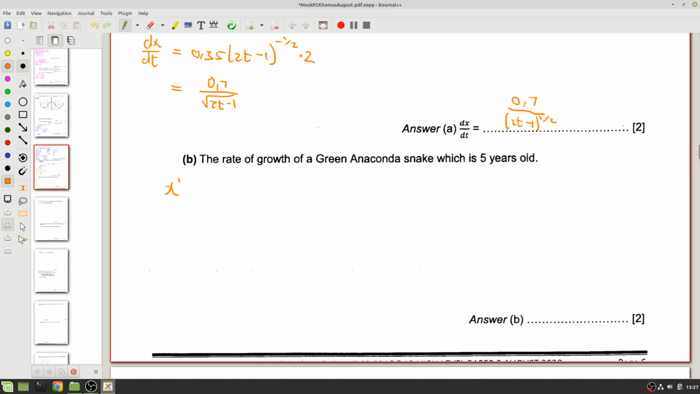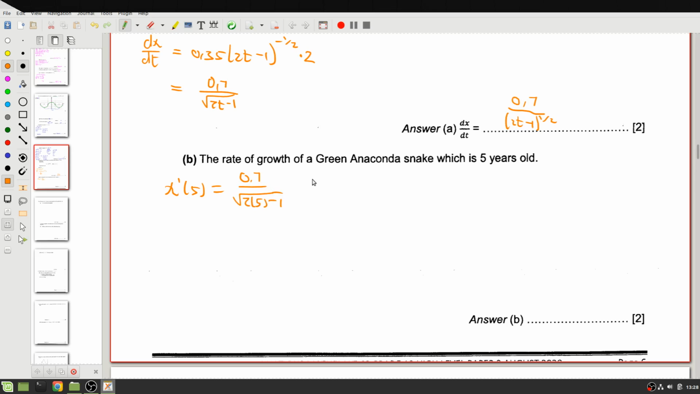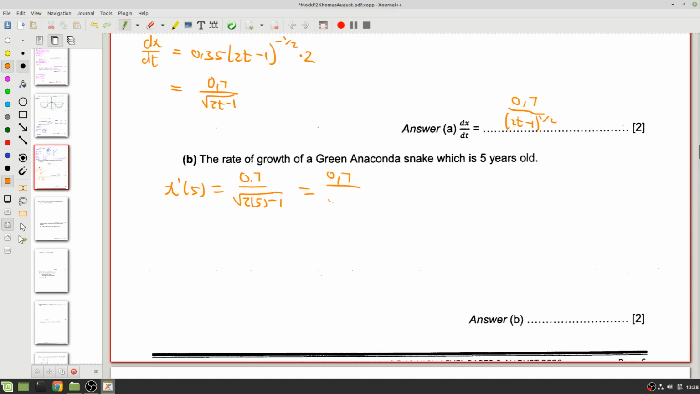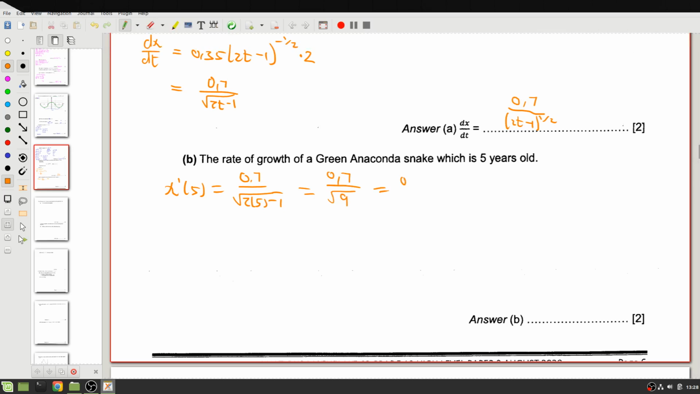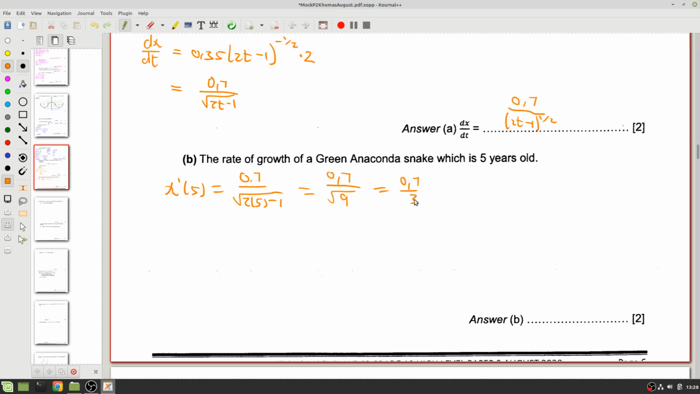So we're going to say the derivative at 5 is equal to, and then we're just going to use that formula. I'll just use this one at the top here. So 0.7 over the square root of 2, and t we now know is 5, minus 1. And we can just calculate that. So that's 0.7 over the square root of 2 times 5 is 10, minus 1 is 9. So that gives us 0.7 over 3.